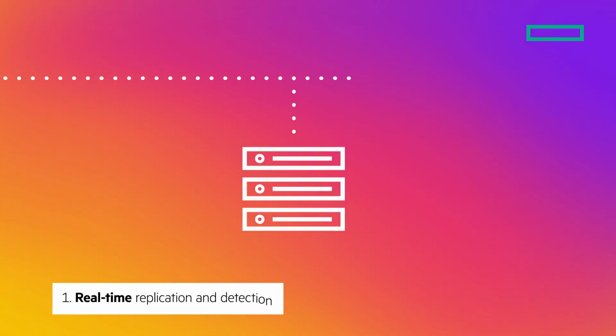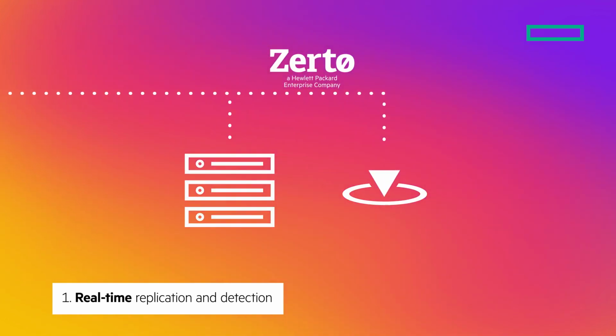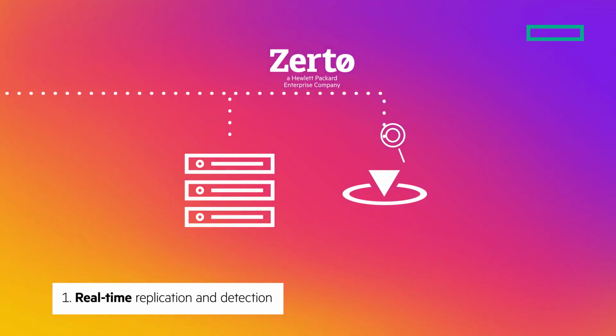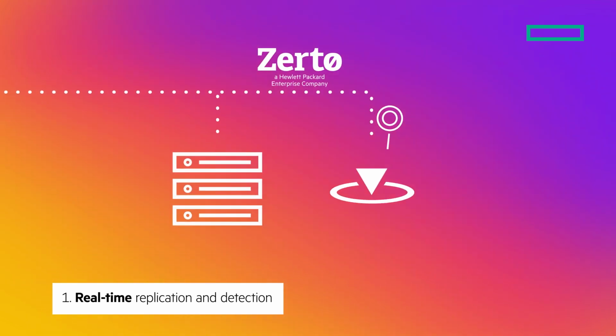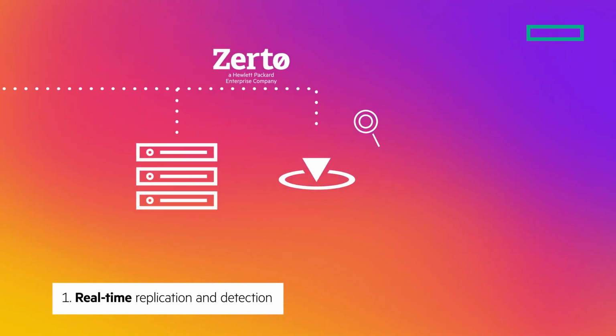First, use continuous data protection with Zerto to replicate every write to a data landing zone. And with real-time encryption detection from Zerto, every write will be analyzed prior to landing to assess whether any anomalous encryption events could be a sign that ransomware has detonated.